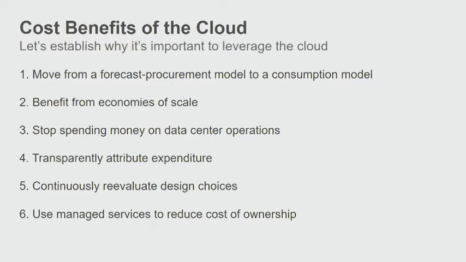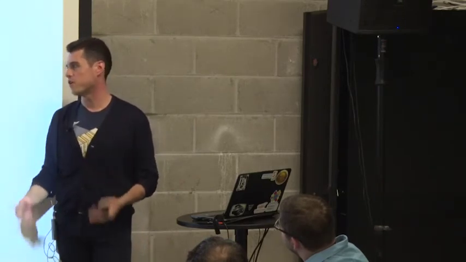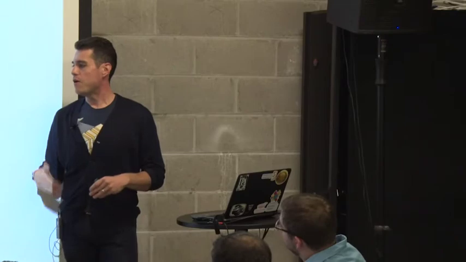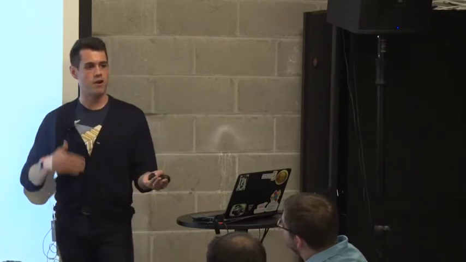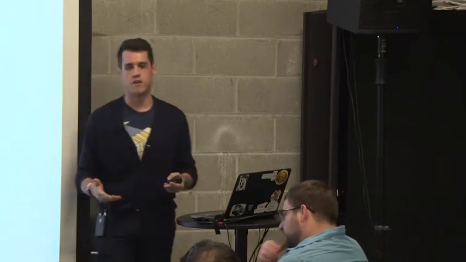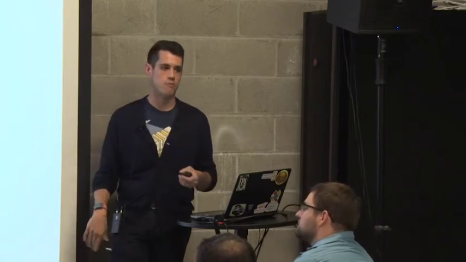You're no longer spending money on data center operations, so instead of sitting there wiring up patch cables, crimping cables, you're spending money on developing your software for your business, for your customers. You can transparently attribute your expenditure. So you can know through the AWS platform if that dollar is being spent towards your development environment or your production environment or business group A's project or business group B. The tools are there for you to take advantage of to really granularly track where your money is going and why.